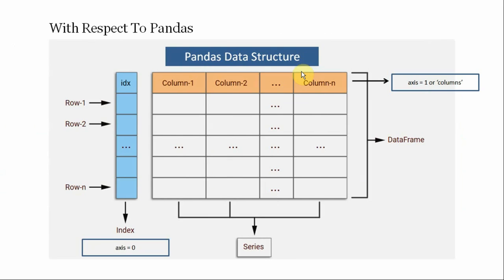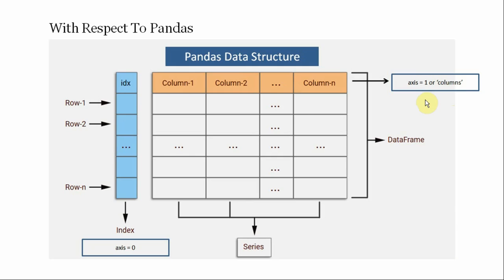With respect to Pandas, the first column before the actual data and actual column labels is known as the index or row index, and its axis is denoted by axis equal to 0. Similarly, the first row before the actual rows and data values is known as the column header, and its axis is denoted by axis equal to 1 or columns.